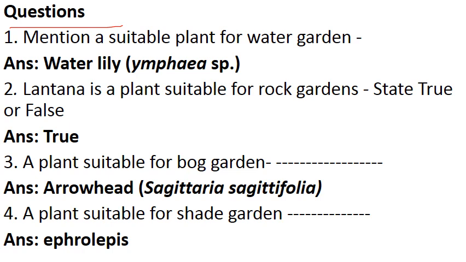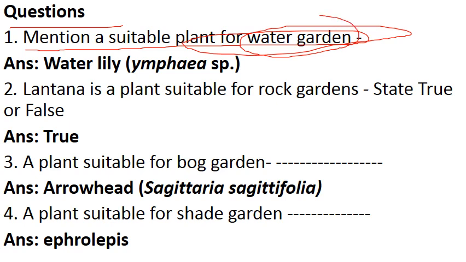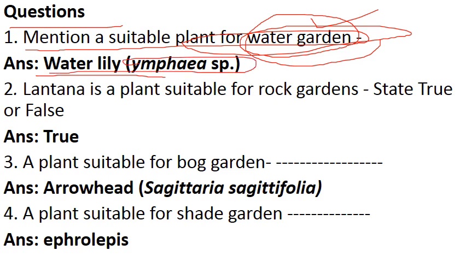First question 1, mention a suitable plant for water garden. If we consider water garden, in our previous lecture we discussed in detail about water garden. You can see the water garden video. I will provide you the link. Water lily, the scientific name of water lily is Nymphaea species. Then lantana is a plant suitable for rock garden. Lantana camara is an invasive species.